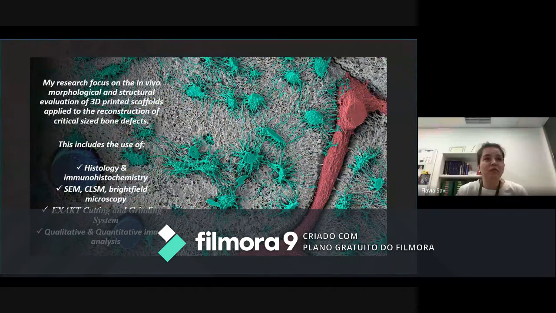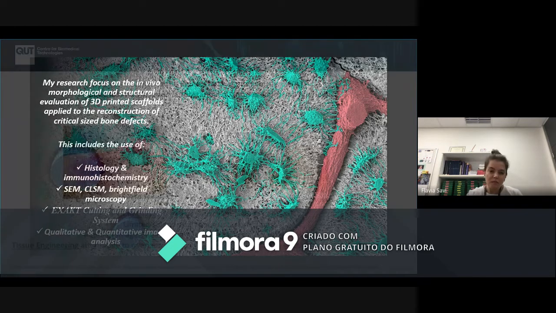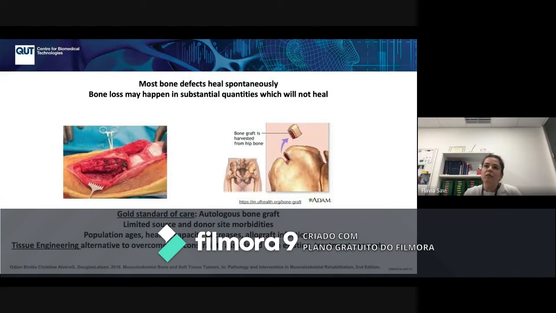So my research focused on the in vivo, morphological and structural evaluation of 3D printed scaffolds applied to the reconstruction of critical size bone defects. And this includes the use of histology, immunohistochemistry, scanning electron microscopy, confocal laser scanning microscopy, bright field microscopes, and X-ray grinding systems, and also qualitative and quantitative analysis. I will give some background on why we are working with these 3D printing technologies.